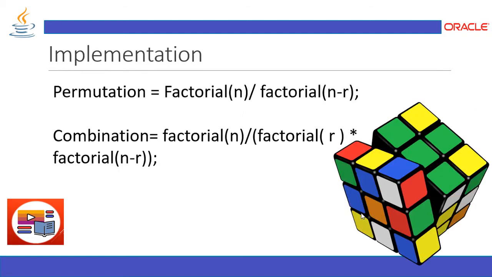Now, for the implementation, permutation can be done with your factorial implementation. As per the formula of permutation and combination, all you need is a factorial implementation, and to use it accordingly. As you can see here, the formula for permutation is factorial n divided by factorial n minus r. For combination, it is factorial n divided by factorial r multiplied by factorial n minus r. This will help you implement all the possibilities and probabilities and the combinations of an event.